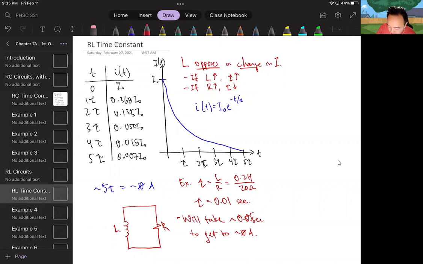Now, what that means is that even though all the current may not be dissipated completely, it's safe to assume that most of it is gone, and we can just assume that it's completely dissipated in this case.